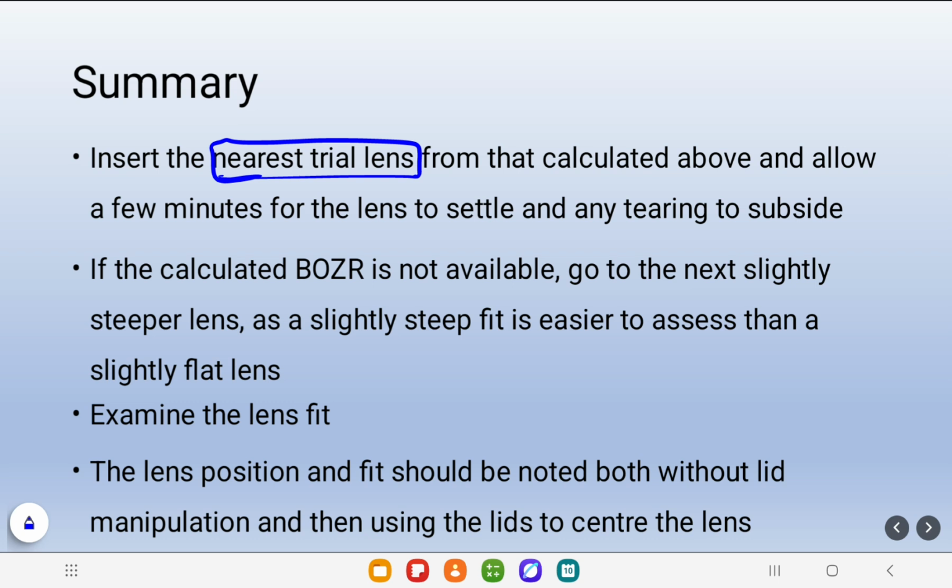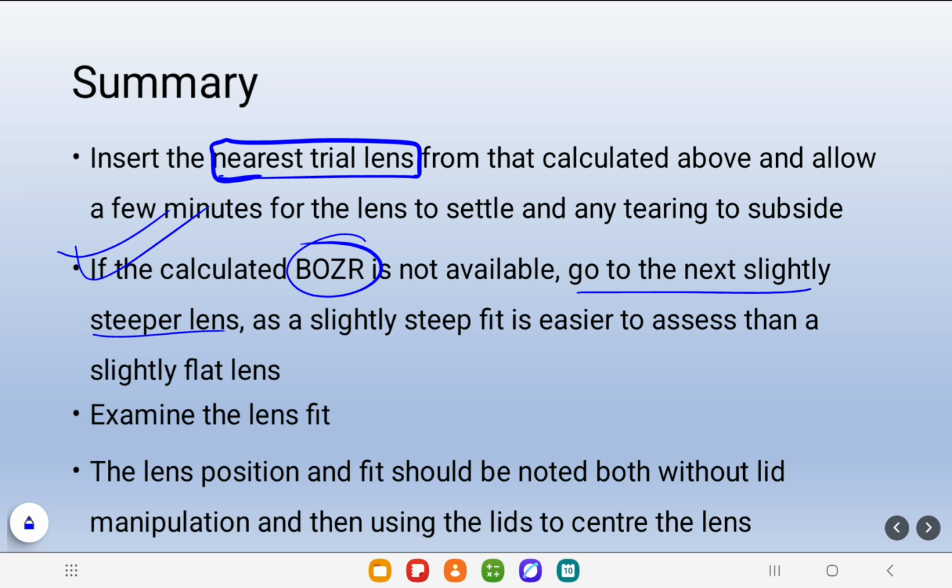If the calculated BOZR is not available, go to the next slightly steeper lens, as a slightly steep fit is easier to assess than a flat fit. It's obvious. If you do not have the calculated BOZR in your trial lens, then it's always better to go with the next slightly steeper lens. Don't go with the flatter lens, because a steeper lens is always easier to assess, and a flatter lens is even more difficult for your patients. So you have to take that into account. This is a very helpful clinical tip for you. And examine the lens fit, definitely.